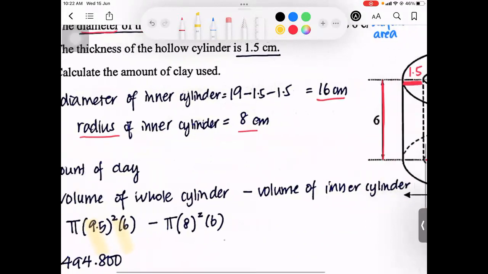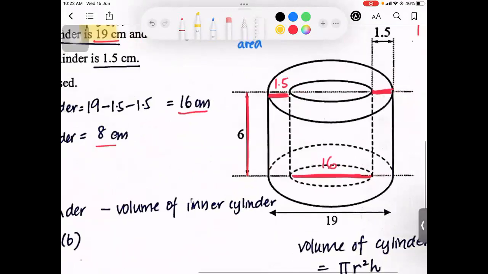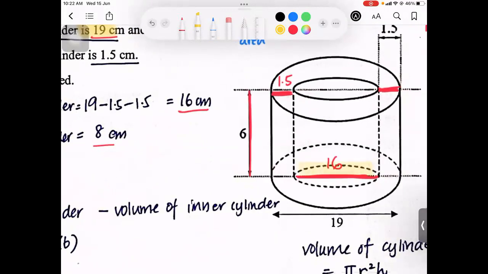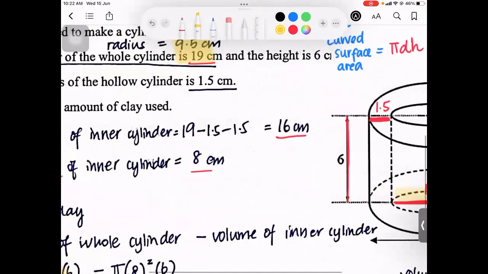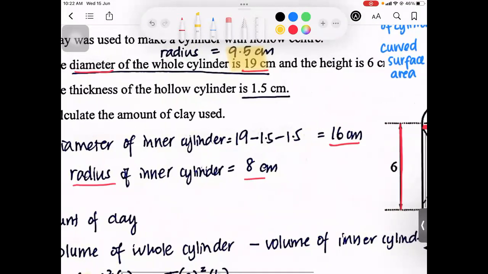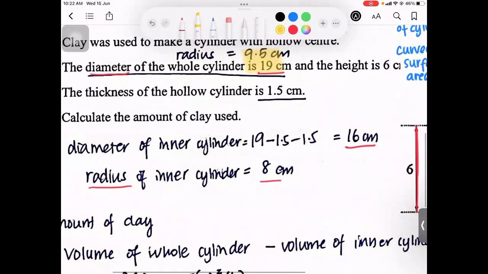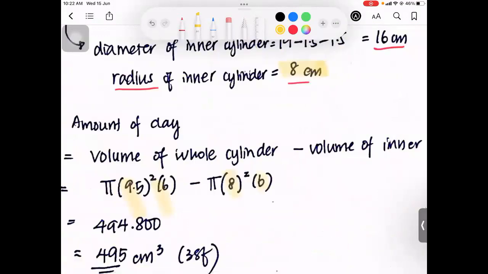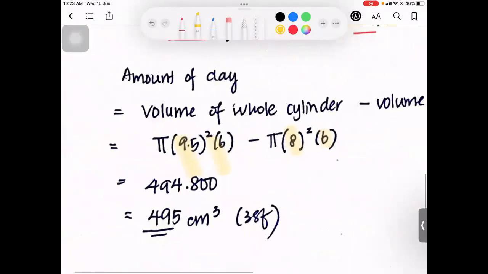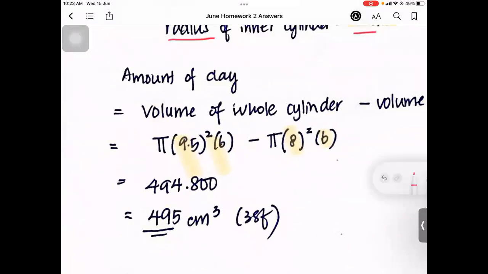Minus away the volume of the inner cylinder. The inner cylinder is the smaller one over here. Diameter is 16, radius is 8. So pi r squared, height still the same height as observed from the diagram, h. Since this one is not accurate because of pi, answer to 3 significant figures. So this one is the answer.